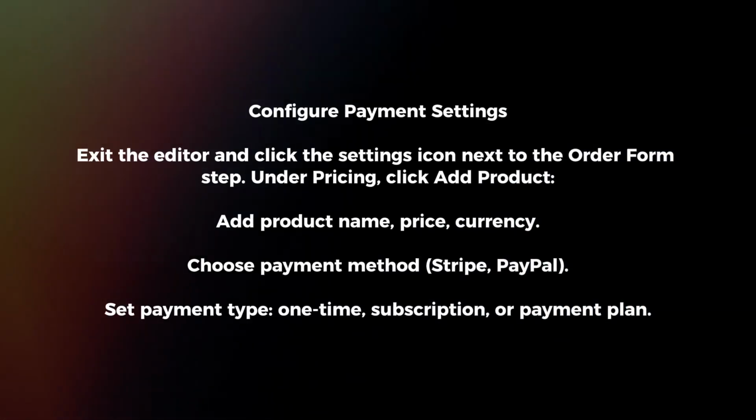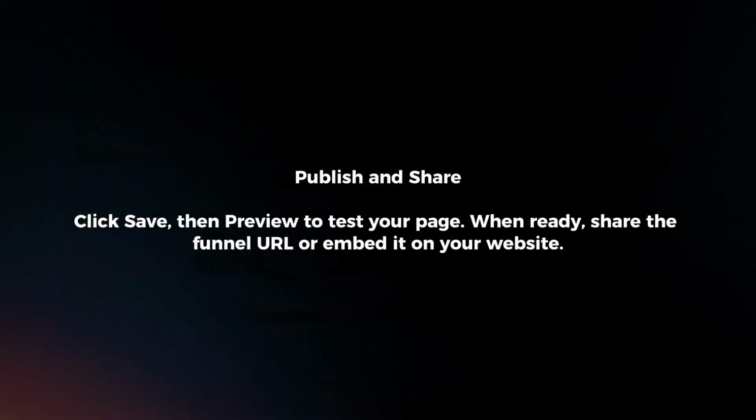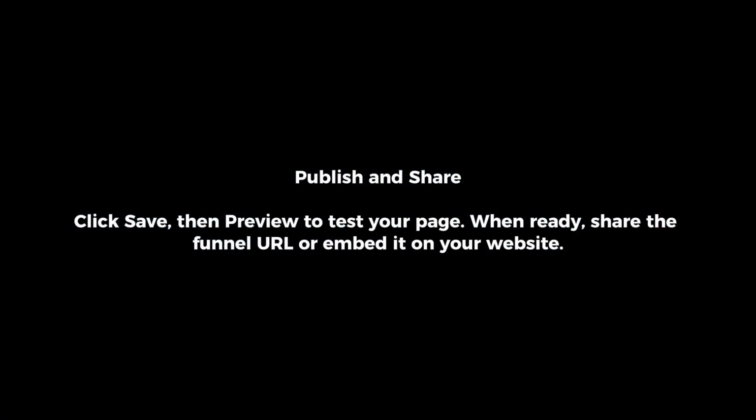Choose payment method. Set payment type: one-time, subscription or payment plan. Publish and share. Click Save, then preview to test your page. When ready, share the funnel URL or embed it on your website.